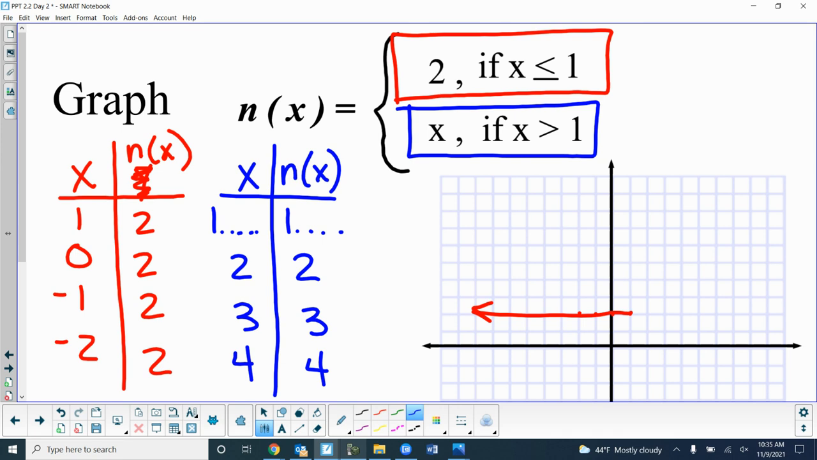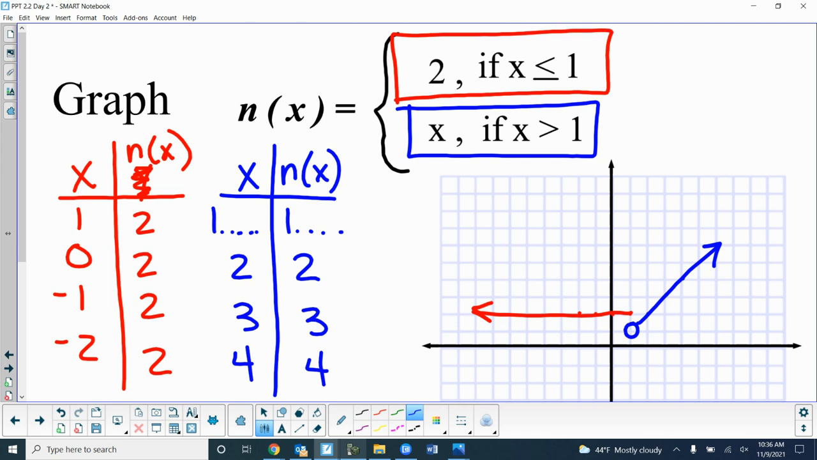Okay, so for the blue one, you need to put above the 1 a circle, because if it actually equals 1, what's the answer? 2. Anything above 1, though, it's itself, right? Where's 2, 2? 3, 3. 4, 4. So that's the blue part.